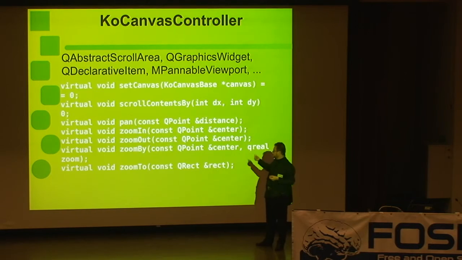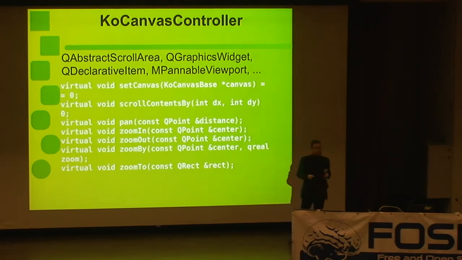scrolling, panning, zooming, zooming, and zooming. The proliferation of zoom methods is a wart in our API, which we really should fix. But that's what you get when you develop software iteratively.